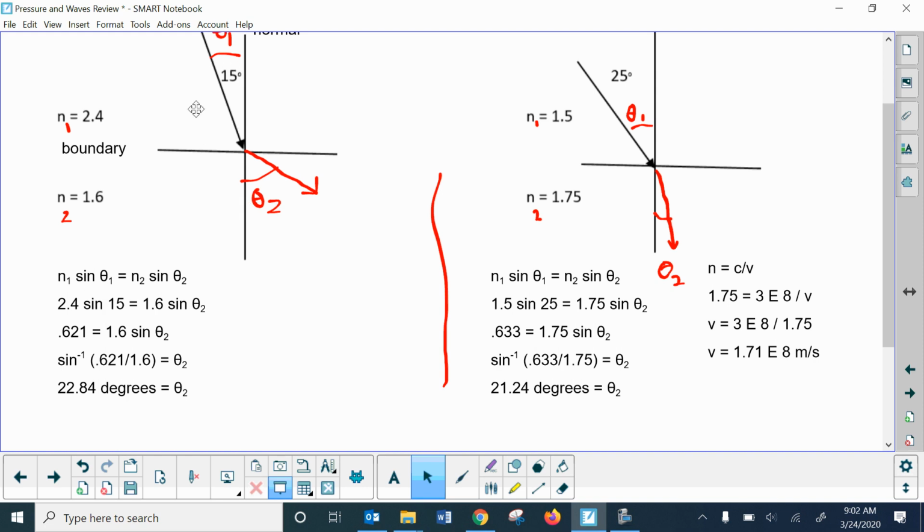So if it's going from a more dense to a less dense, it should speed up and bend away. So that's 22.84 is bigger than 15. And in the second example, it's going from a less dense to a more dense, so it should slow down. So it bends toward, and that's 21.24 degrees.